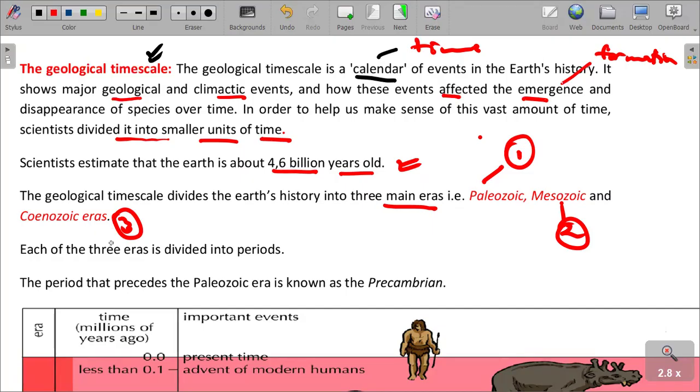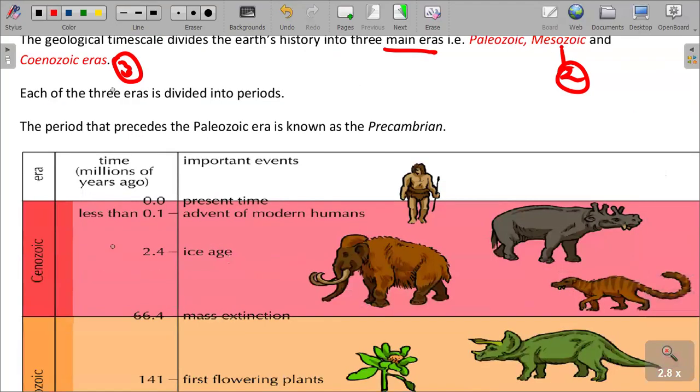Each of these eras is divided into periods. So understanding of this is divided into specific time periods. The period that precedes the Paleozoic era is known as the pre-Cambrian. We are going to talk about what the pre-Cambrian is in our presentation now. The preceding means that it started before the Paleozoic. It is the pre-Cambrian.